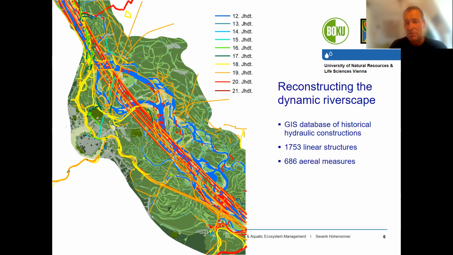We also searched for historical hydraulic constructions. We found approximately 2,500, and we integrated them in a GIS database, as you can see here, starting from the 12th century till the 21st century.